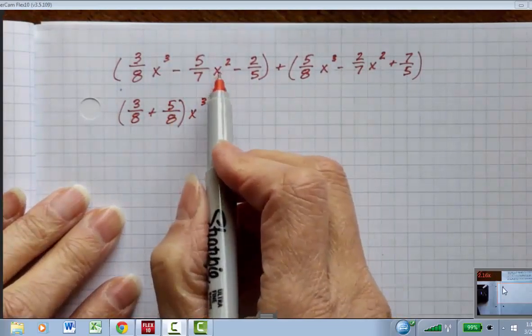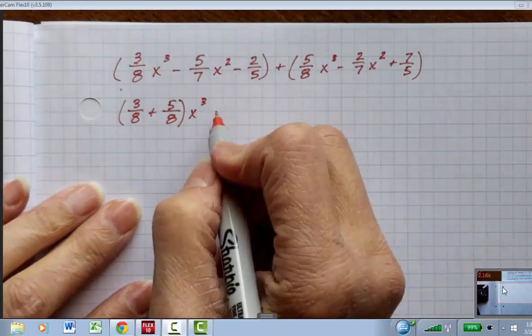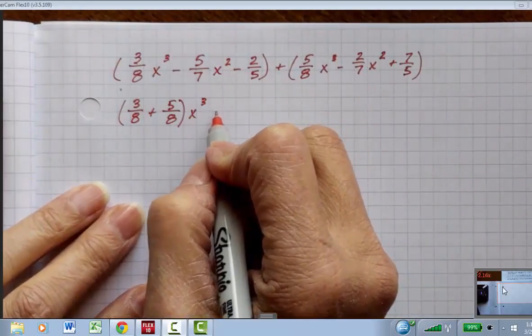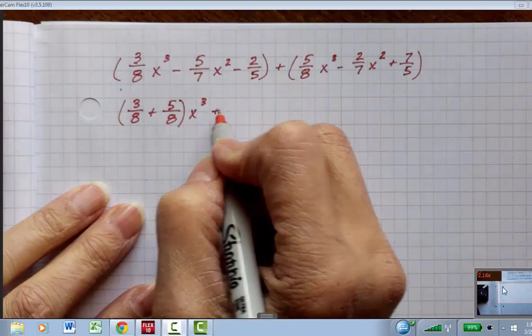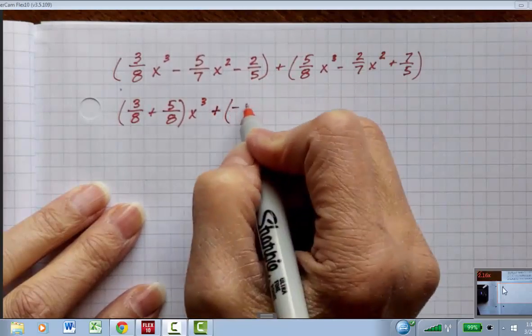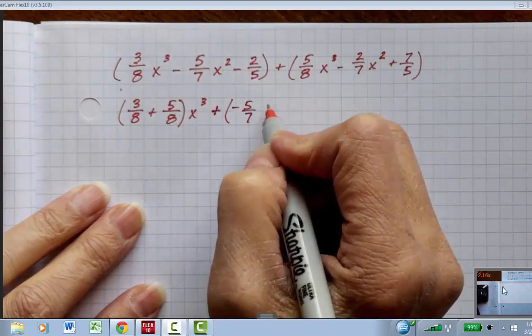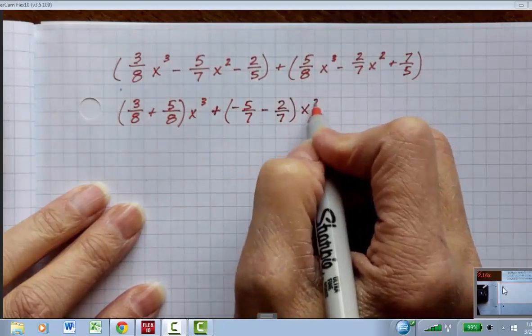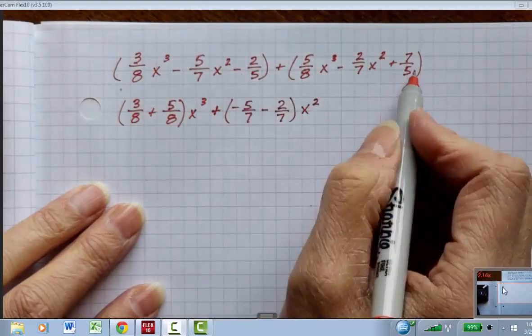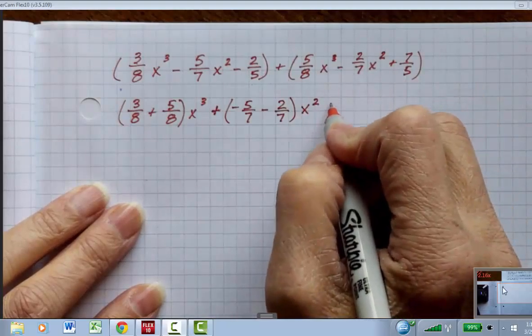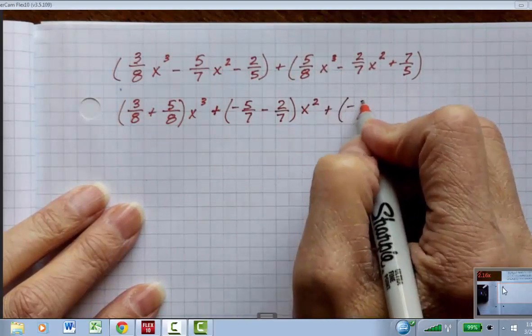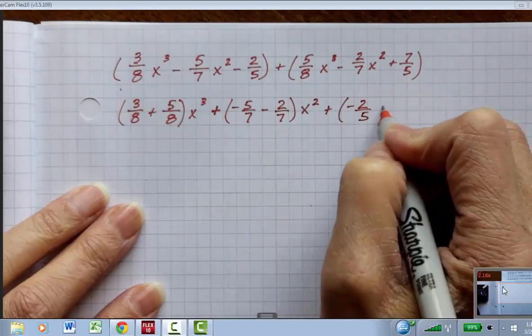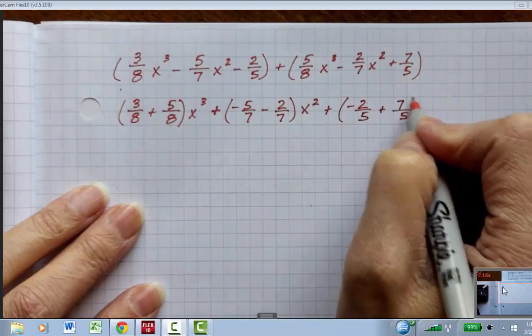Then I'm going to be looking at my x squared terms, and they're both negative. So I'm going to write this as, we're going to do a plus, a negative 5/7, and a negative 2/7, and those are my x squareds. And then my constant terms. So I'm just going to bring those together as negative 2/5 and 7/5.